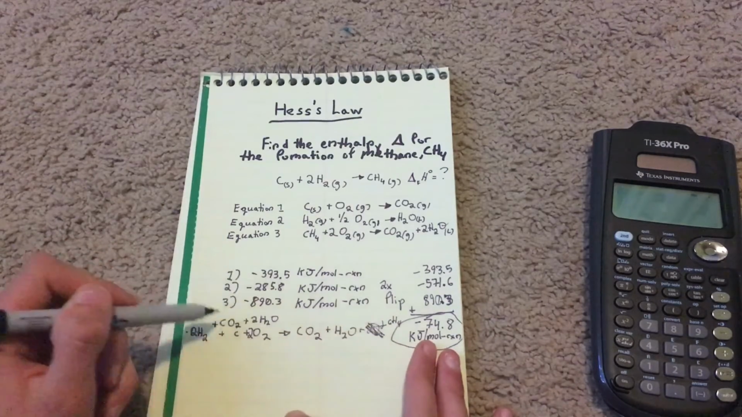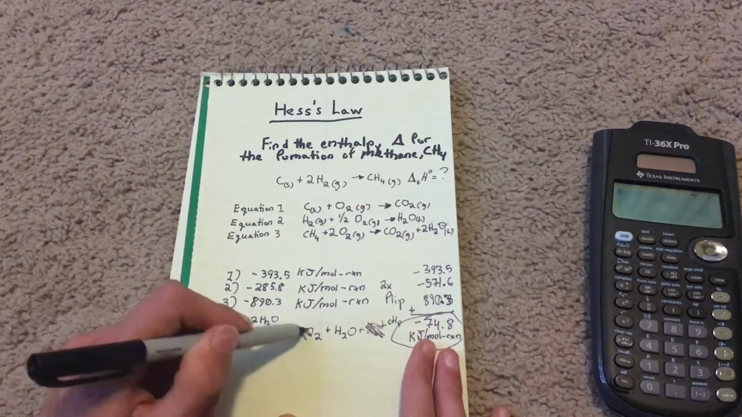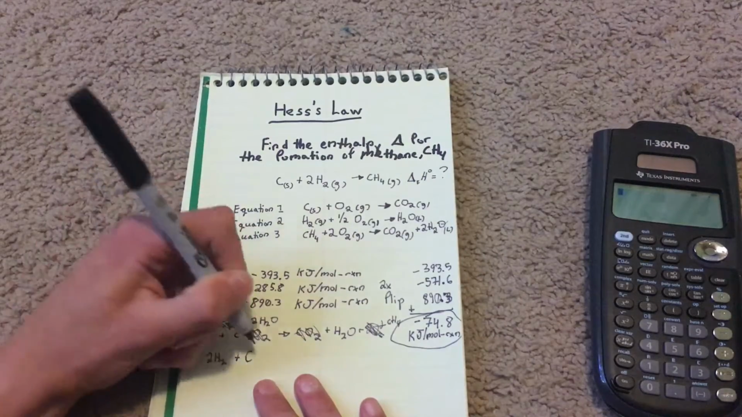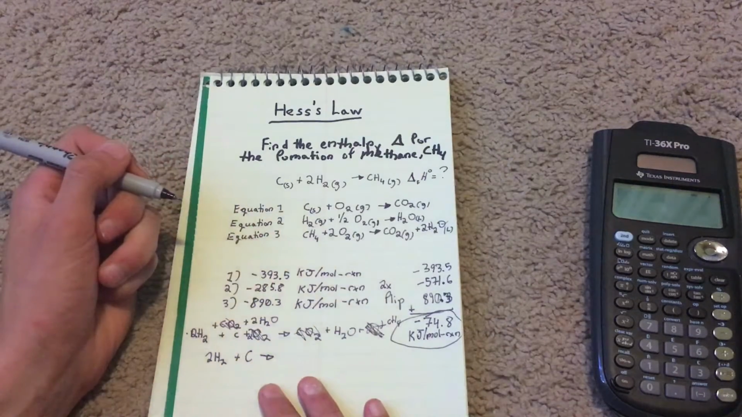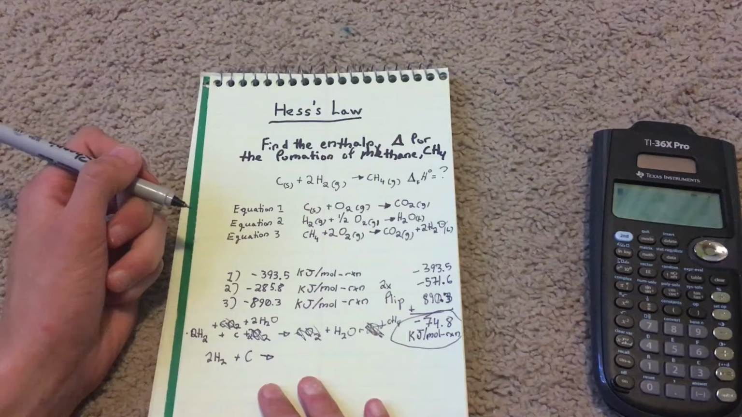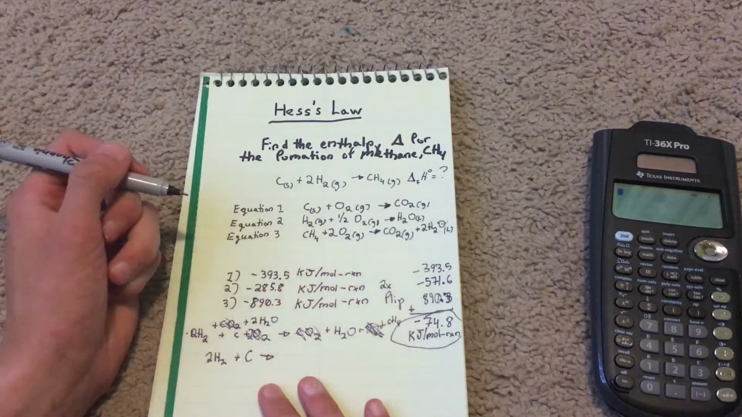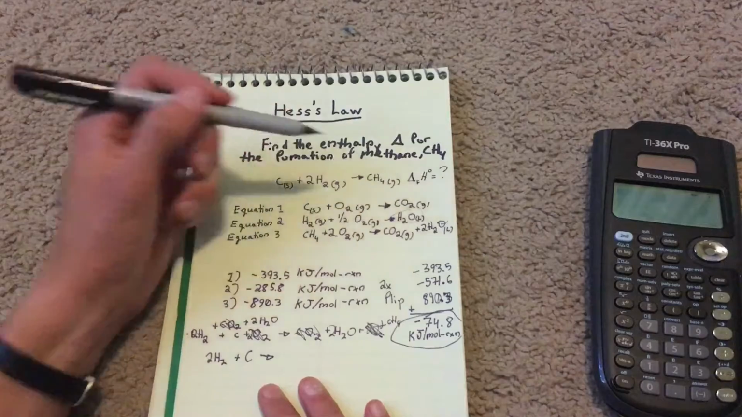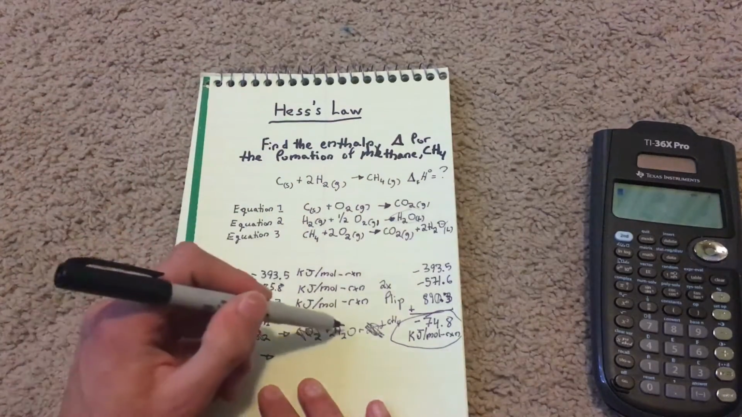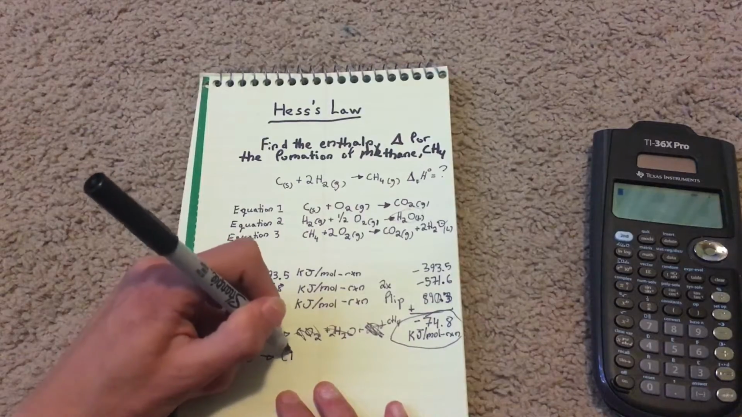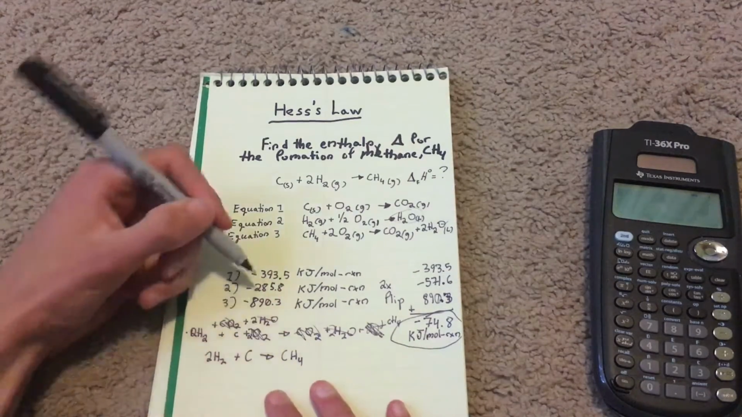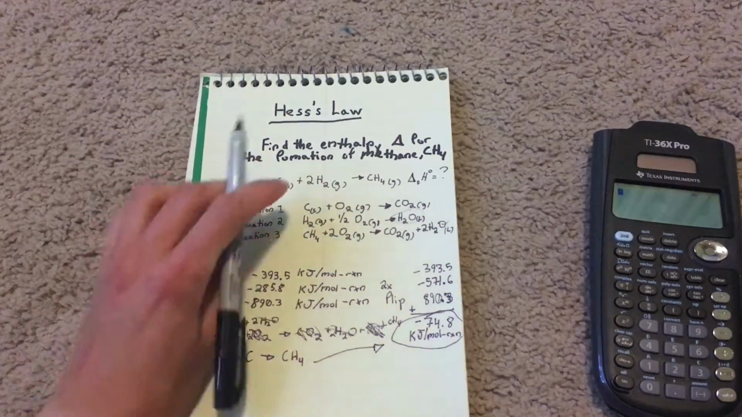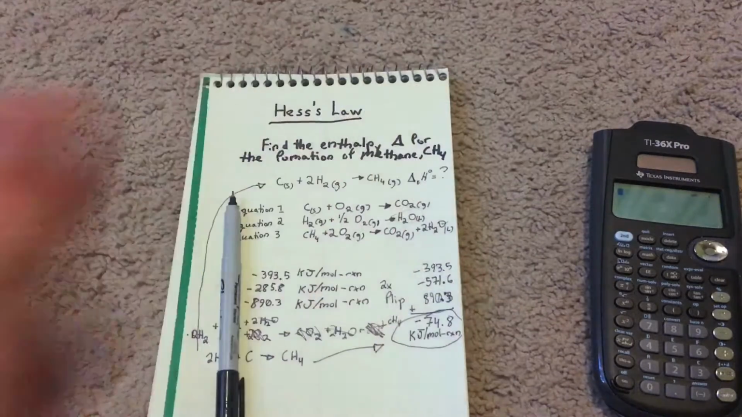So O2, CO2, CO2. Let's rewrite this now: 2H2 plus C yields... I made a mistake. This should be 2 as well. I forgot the O2 from here. Very sorry about that. So these cross off, and you yield CH4, which is the same equation as this, meaning this is valid.